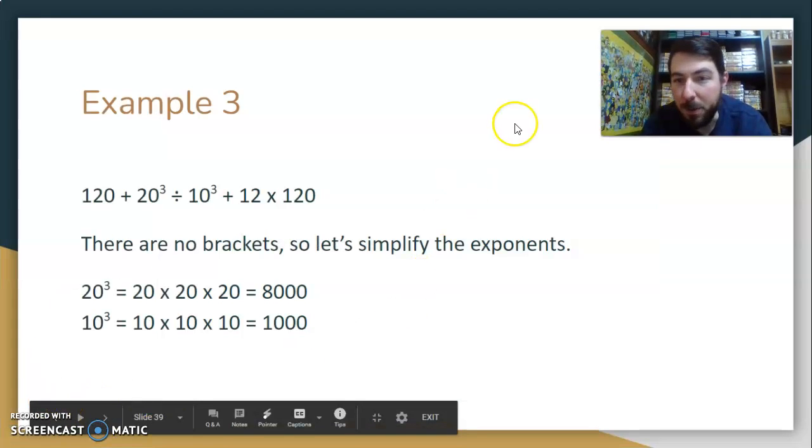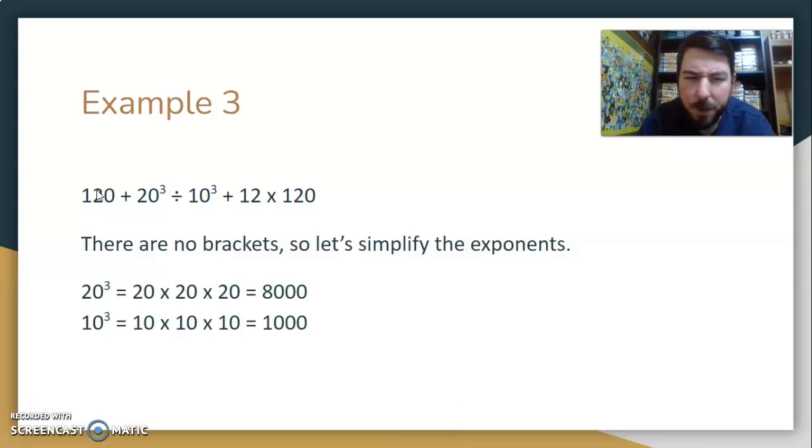If you're following in the notes, there is this example here. I think the question was that she's winning a trip or a cruise, and she has to answer a skill testing question. So this is the question: 120 plus 20 to the power of 3 divided by 10 to the power of 3 plus 12 times 120. We don't see any brackets in here, so we can move on to the exponents. 20 to the power of 3 is 20 times 20 times 20, which is 8,000.